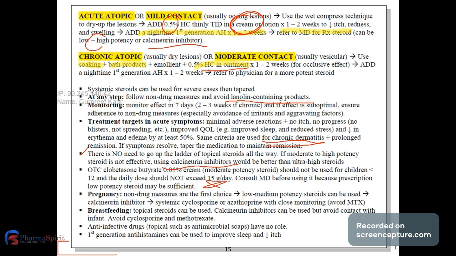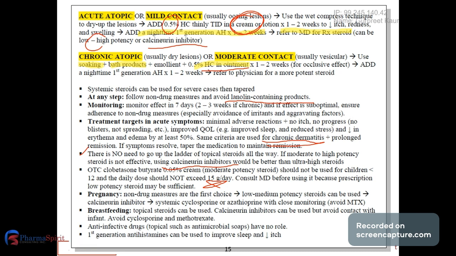So if you notice, in the management, we use 0.5% hydrocortisone cream. And if it doesn't help, we add the antihistamine. If it doesn't help, we refer the patient to the physician. Someone may say, just a second, hydrocortisone is low potency, but in the pharmacy we have an OTC medium potency steroid, which is clobetasone butyrate. Shouldn't we recommend this before we send the patient to the physician? And the answer is no. Why? Because the physician may prescribe some prescription-only low potency steroids that are as effective as clobetasone butyrate. So just refer the patient to the physician. You don't need to increase the potency just using OTC drugs.